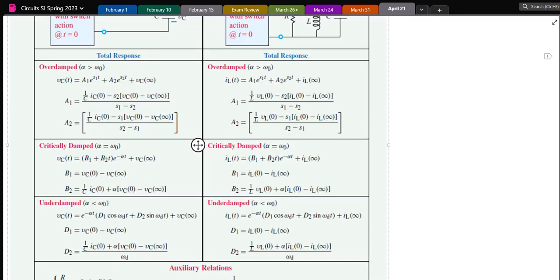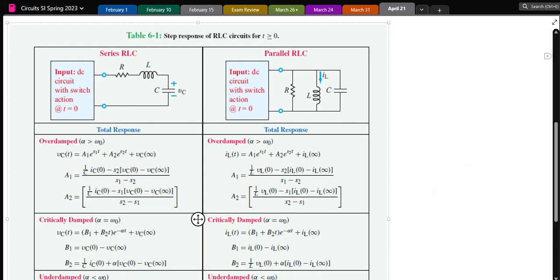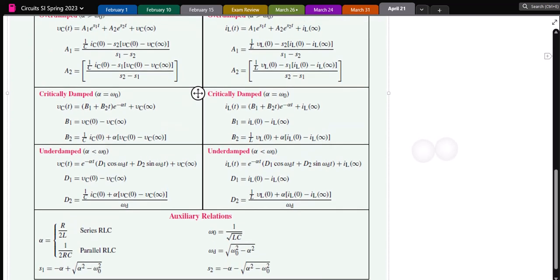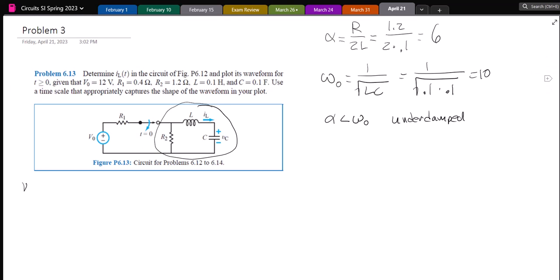And so for underdamped, it's underdamped and it's series. And so on this little chart that we have here, series is the left column, parallel is the right column, and underdamped is right here. So let's see what we need for underdamped. We've got VC of 0, VC at infinity, and IC at 0. So we'll need VC at 0, VC at infinity, and IC at 0.